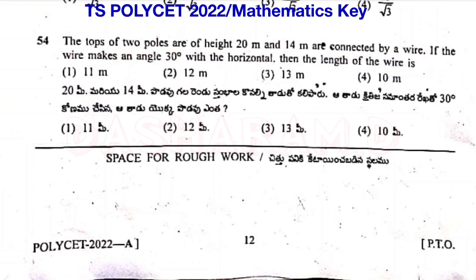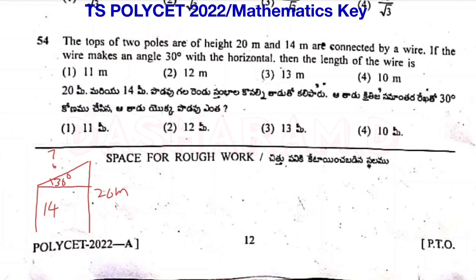So first of all, here is a 20-meter pole, here is a 14-meter pole. The tops are connected by a wire. This wire length is required, and here is a horizontal line, and the wire is making 30 degrees with the horizontal line. So what is the length of the wire?